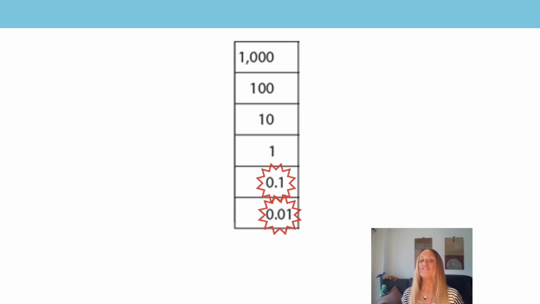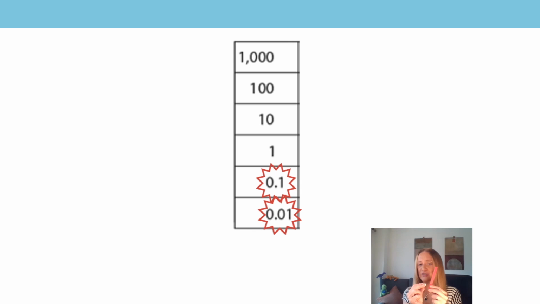Why did we read 0.1 as 1/10? We read it as 1/10 because the digit 1 is in the tenths place. Fantastic. And so we read 0.01 as 1/100th because the digit 1 is in the hundredths place. Fantastic. What can you tell me about their comparative sizes?